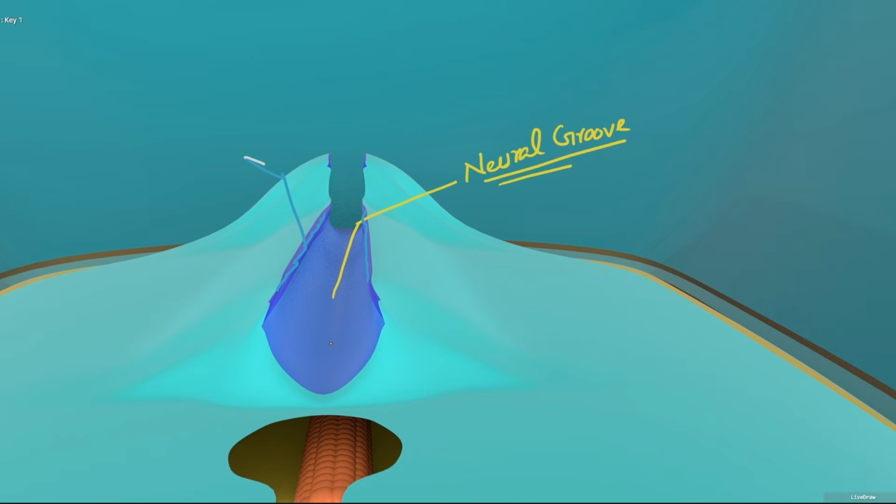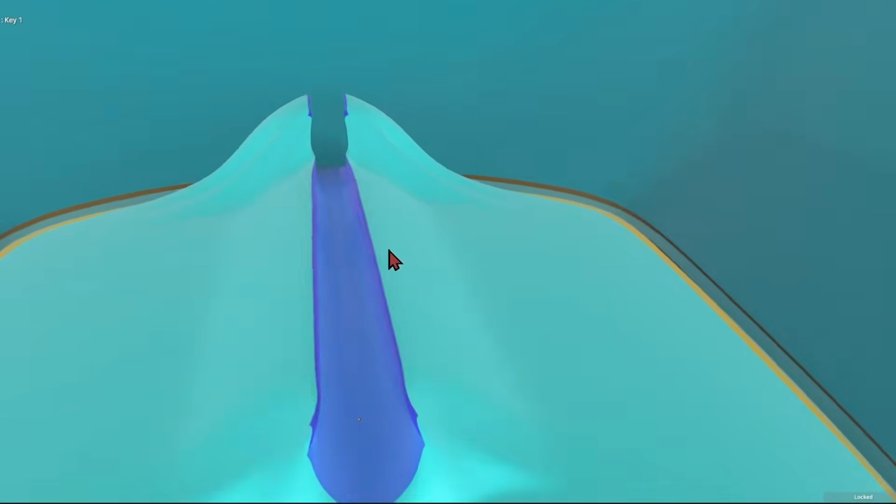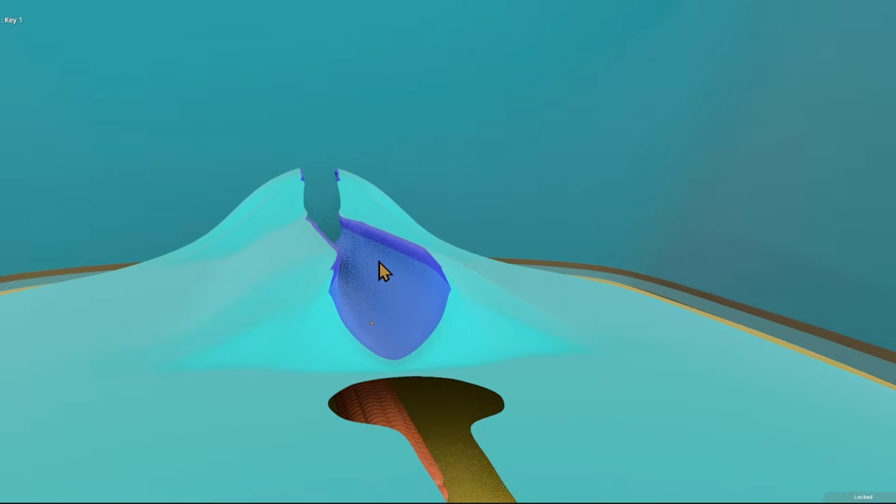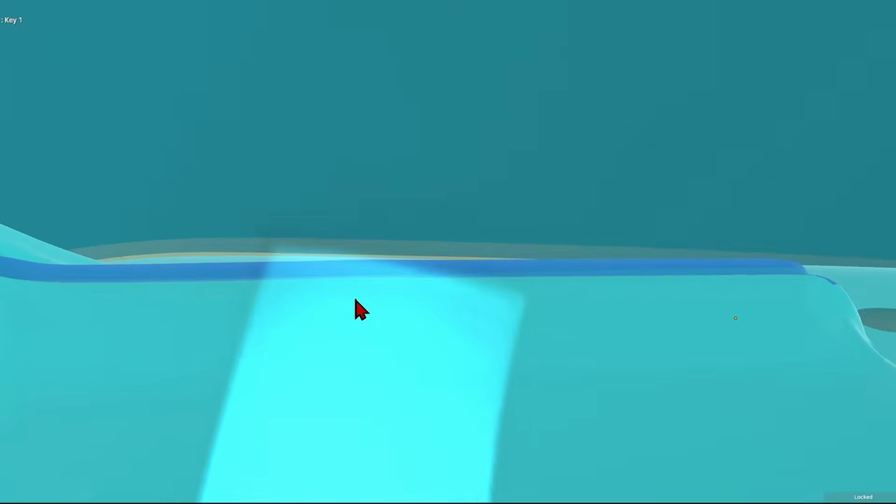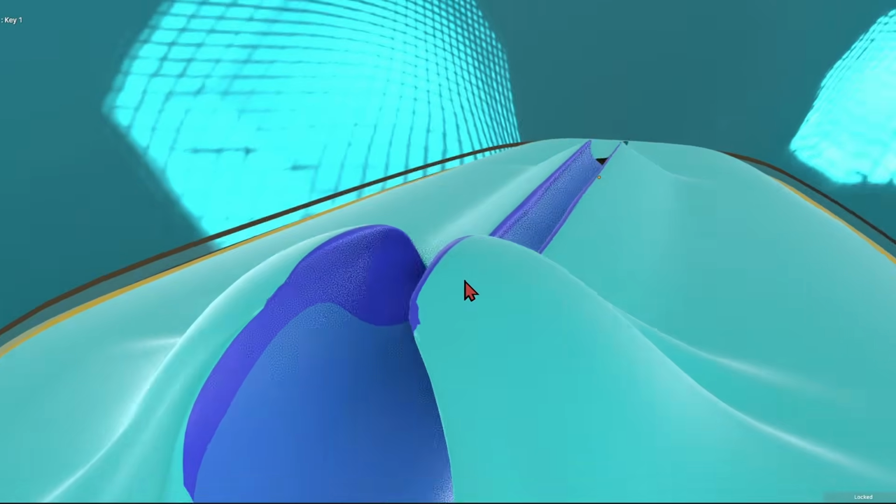this color is off, let me use the other color. These are basically the future neural crest cells. Now what will happen, neural groove has been formed, neural crest cells are there, and they are trying to meet with each other, and of course same situation here as well.